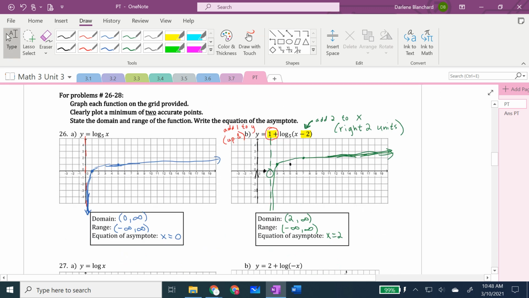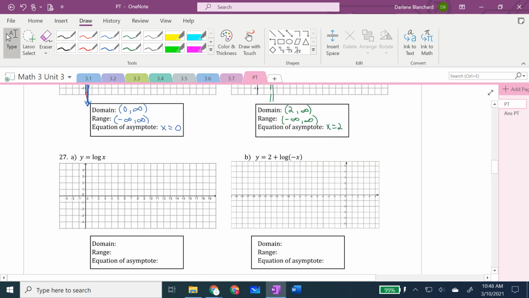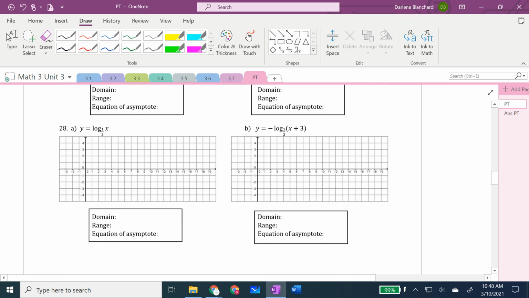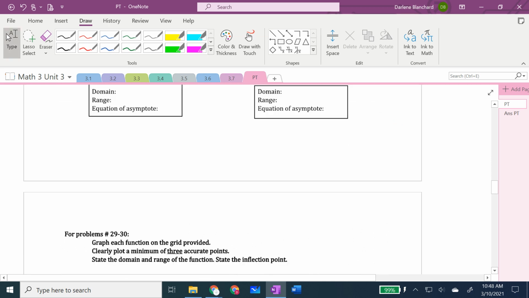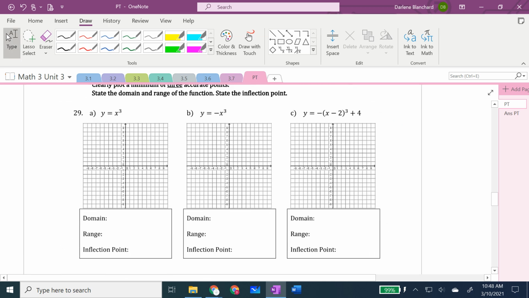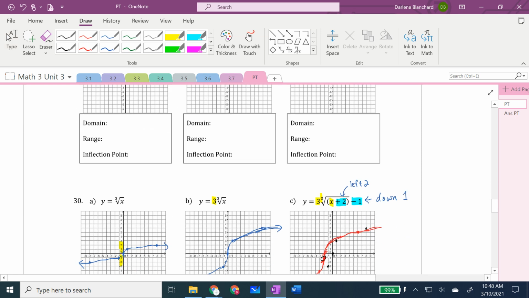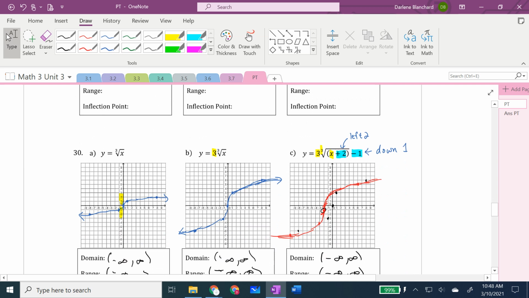I will definitely have you graph a logarithm. You've got a base 5 example, a base 10 example, a base 1/2 example. I will have you do an x cubed graphing and a cube root of x graphing, so make sure that you feel comfortable with those.